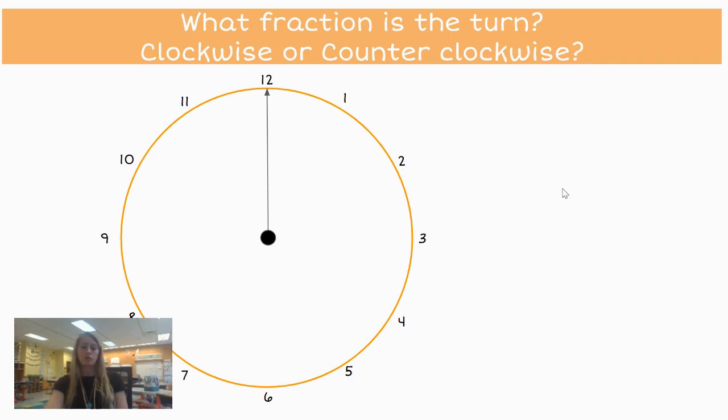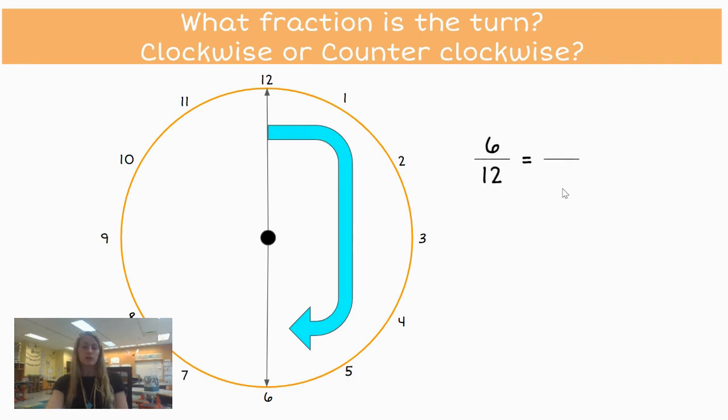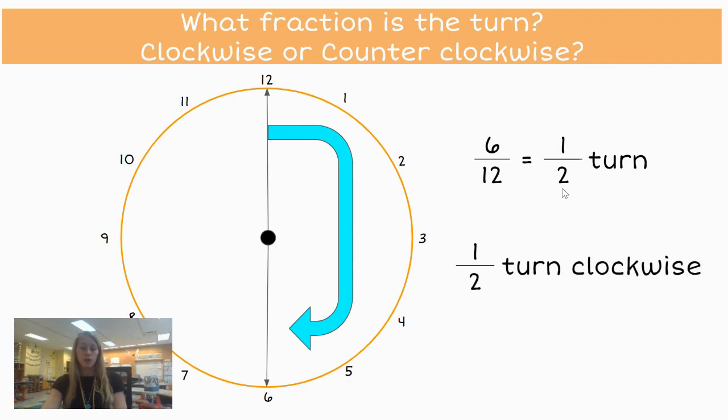So we're starting at the 12, and the arrow has moved down to the 6. What fraction is this turn? First, let's talk about it as 12ths. It has covered 6/12 of the circle, and if we simplify this, it is 1/2 turn. Now, is it moving clockwise or counterclockwise? Remember to use your hands. Did the right hand move or did the left hand move? The right hand moved, it turned clockwise.